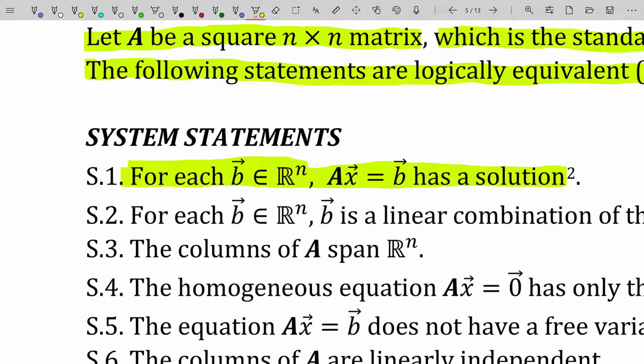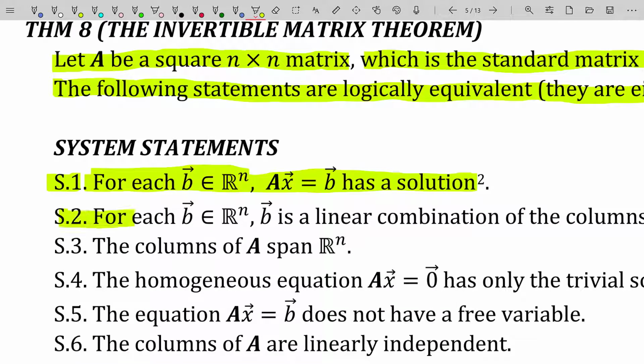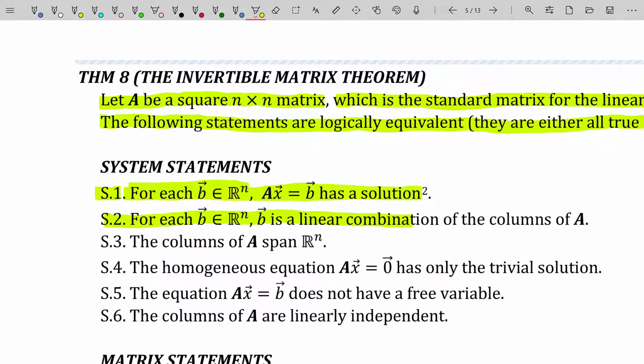Well, let's see. I use S for systems, so if system statement 1 is true, then S2 has to be true. That is, for every single b in Rn, that b is a linear combination of the columns of the matrix A. That should be incredibly familiar to you, because that's from the existence equivalence theorem that we stated earlier. Well, if that's true, then the columns of A must span Rn. And by the way, that's also from the existence equivalence theorem that we stated earlier.